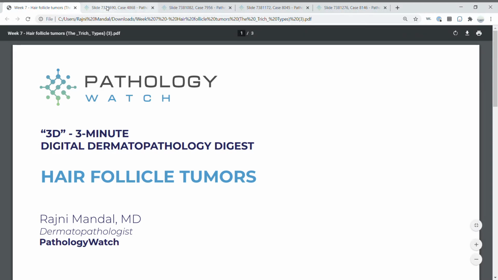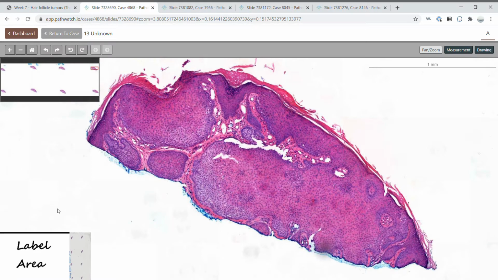Today's topic is hair follicle tumors. A common cell originating in hair follicle tumors is a tricholemmal cell, which comes from the outer root sheath of the hair follicle. These cells show abrupt keratinization and pink to clear cytoplasm with lack of keratohyalin granules. This is a common cell of tricholemmal origin.